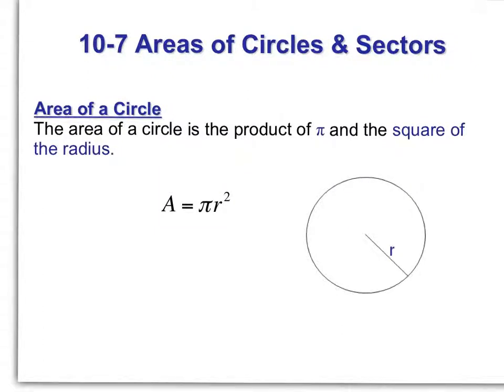In section 10.7, we will look at areas of circles and sectors. The area of a circle is the product of pi and the square of the radius. So we'll say A equals pi r squared. Remember, the radius is from the center of the circle to the edge.